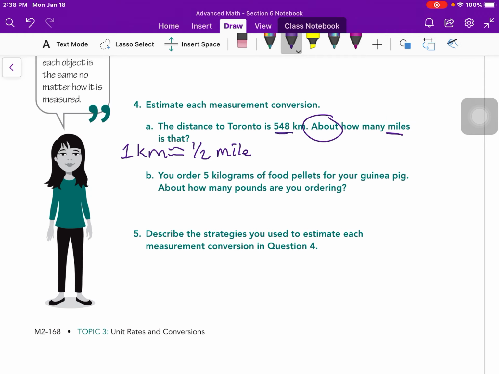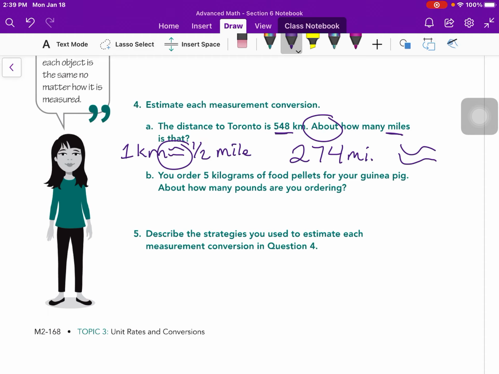So if I have 548, I'm going to take half of that, and half of that equals 274, give or take. Notice the squiggly lines that I gave, that's approximately equal, okay? So we use that when we don't have an exact equals.